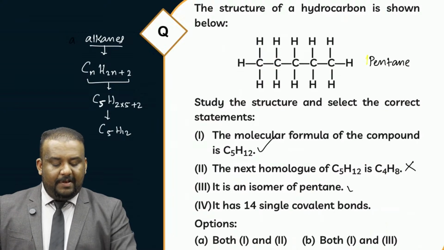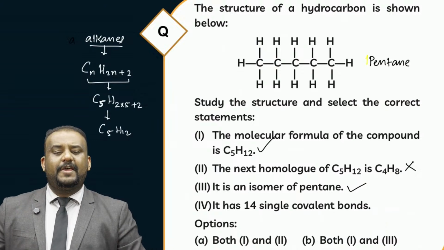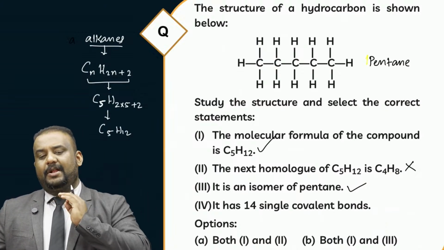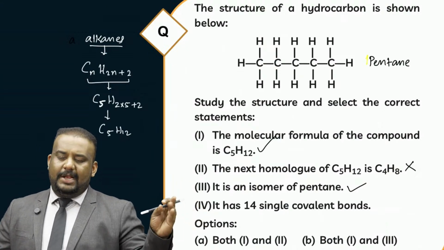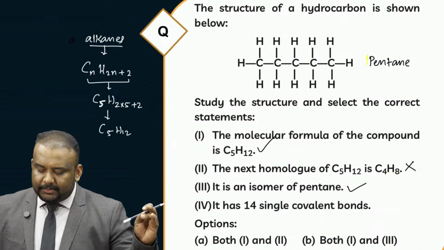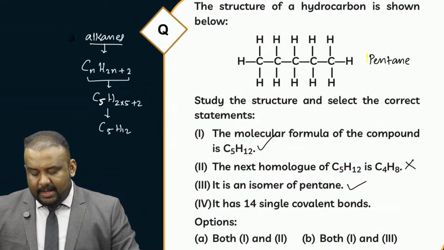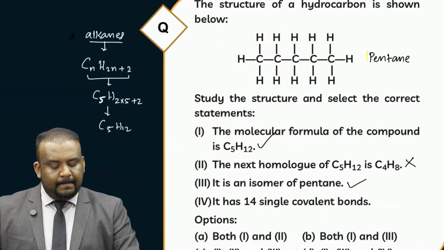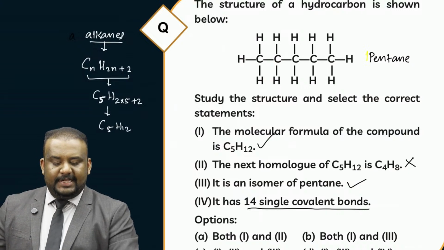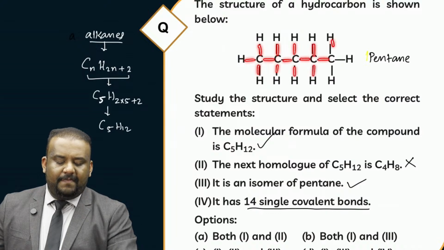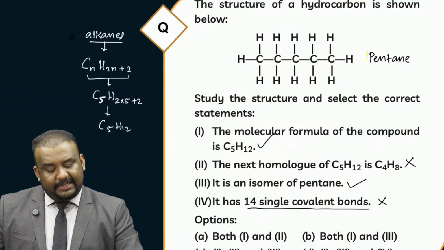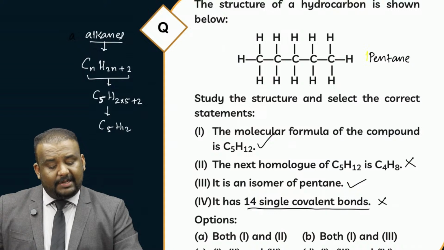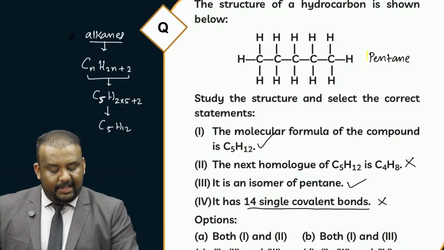C4H8 means what formula is it fitting? CnH2n. So that is wrong. It is an isomer of pentane. Very much true. Pentane has got 3 isomers. What are they? Normal pentane, isopentane, neopentane. Are you all confident in drawing the isomers of pentane, butane, and hexane? It has 14 single covalent bonds. Is that so? 1, 2, 3, 4, 5, 6, 7, 8, 9, 10, 11, 12, 13, 14, 15, 16 covalent bonds are there. So the number of covalent bonds listed is wrong. So the question was study the structure and select the correct statements. The correct statements are only 1 and 3. The option is going to be B.